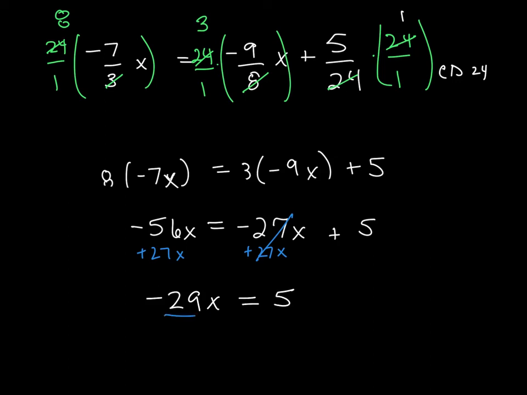And then the last piece is just to divide by the coefficient. So now I'm left with x is equal to negative 5 over 29.